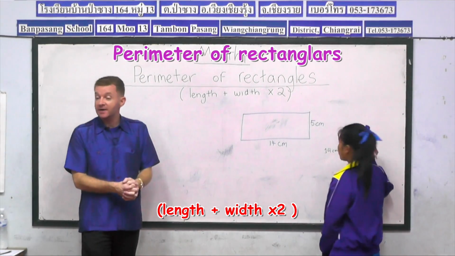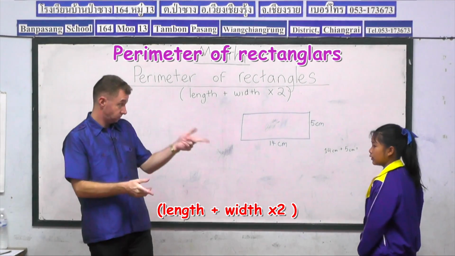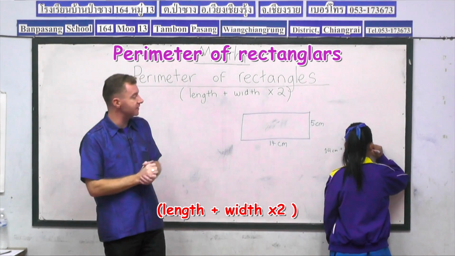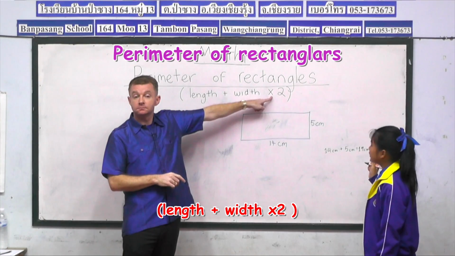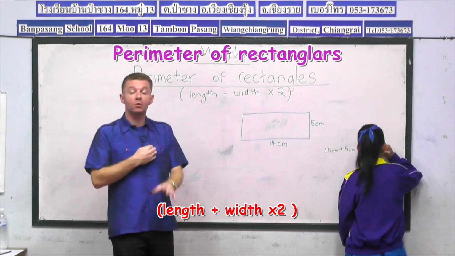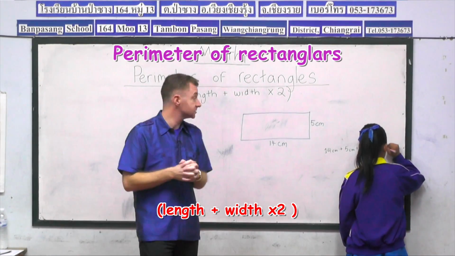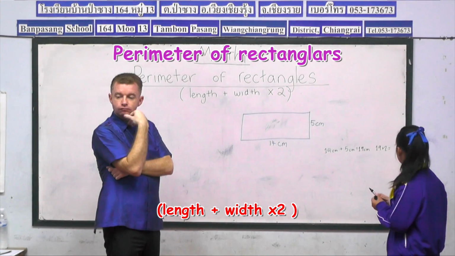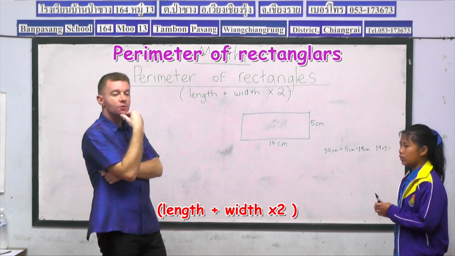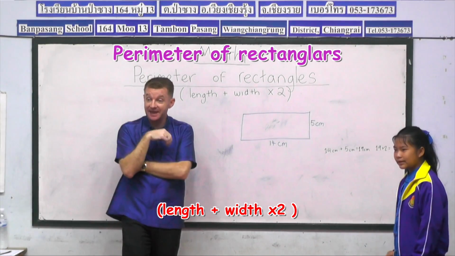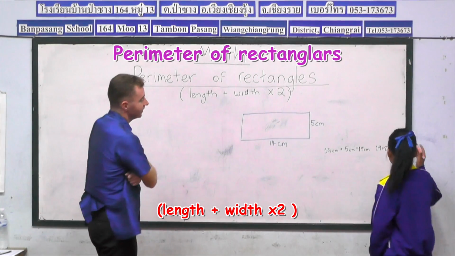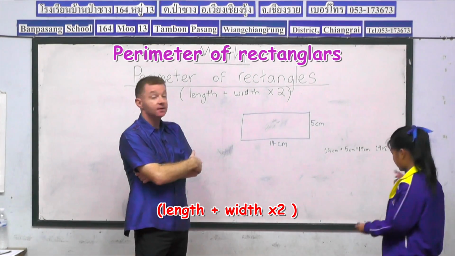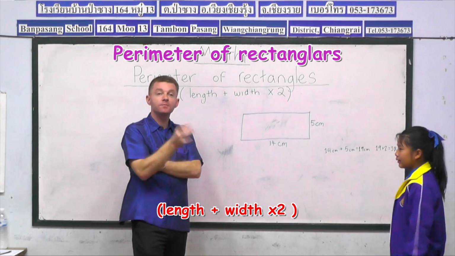What's 14 plus 5, guys? Equals 19 centimeters, correct. But we're not finished yet. What do we need to do with 19 centimeters? Times it by 2. And then that will give us the total of all four sides. So 19 times 2. What do we think, guys? 19 times 2. 38. Perfect. 19 times 2 equals 38 centimeters. And now we have our total perimeter of the rectangle.